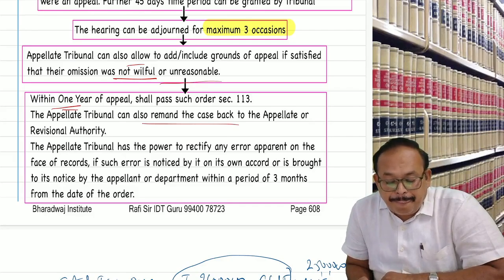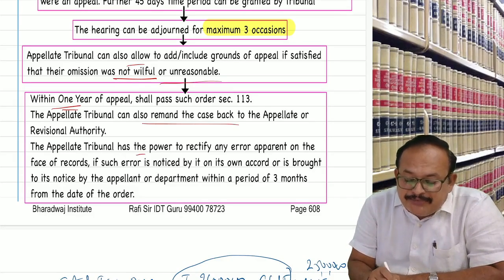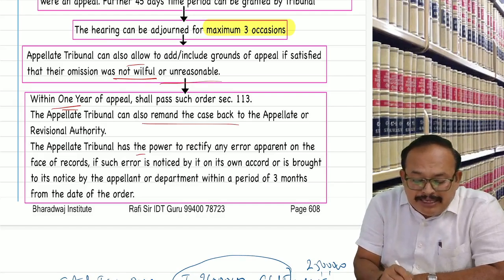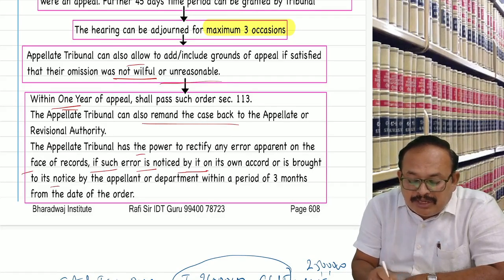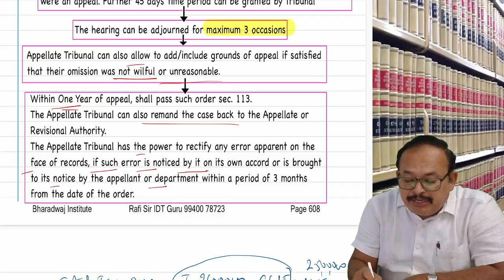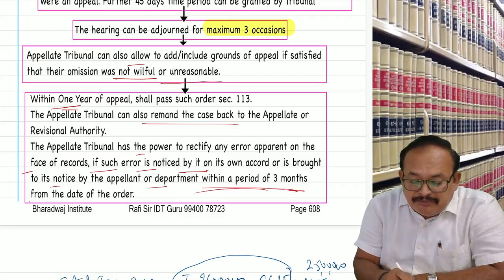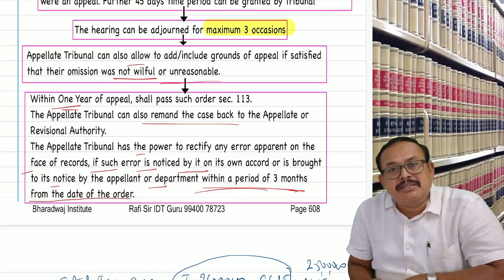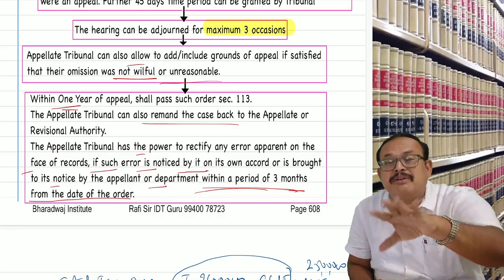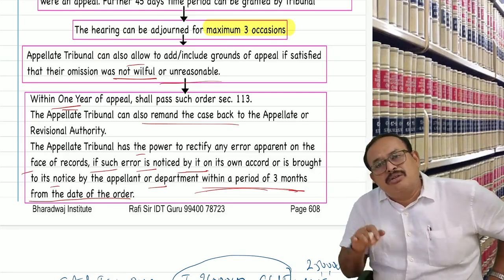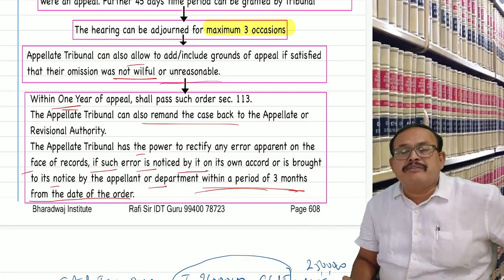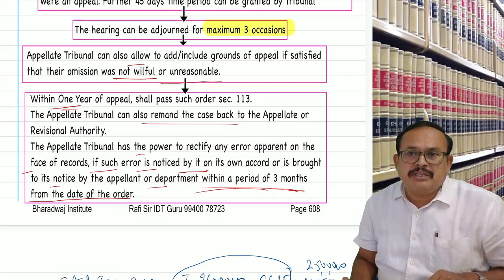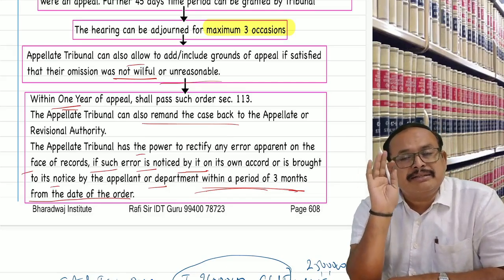Further, the tribunal has the power to rectify any error apparent on the face of the record, if such error is noticed by its own accord or is brought to the notice of the appellate tribunal within a period of 3 months from the date of the order. Within 3 months they can rectify the mistakes committed while passing the order. Otherwise, you have to go to the High Court for a review petition. You have to get rectification. When the tribunal passes the order, that can be rectified.